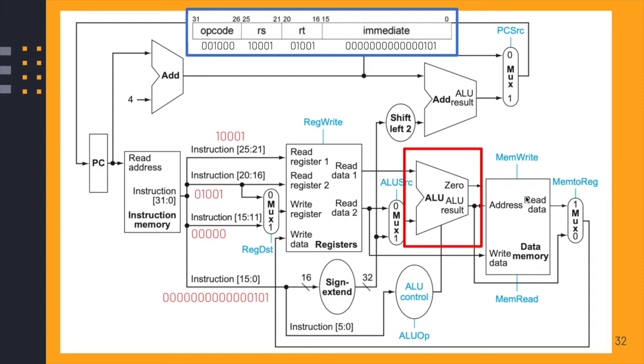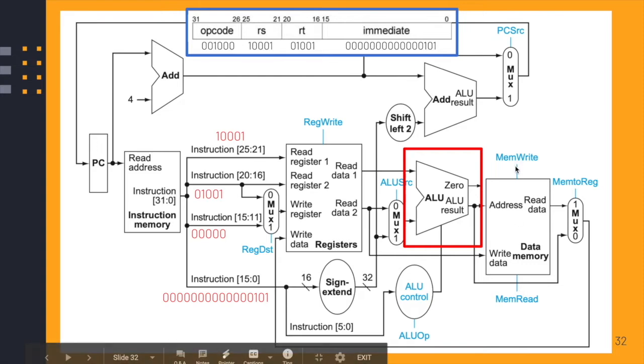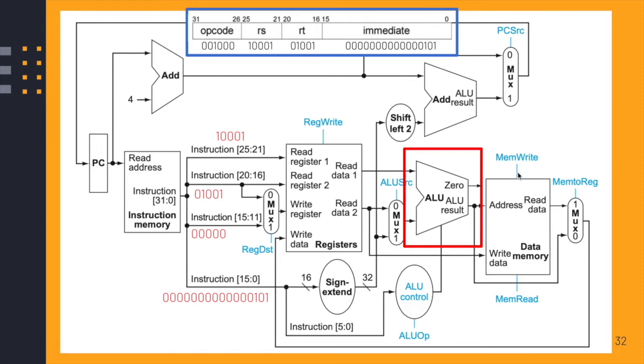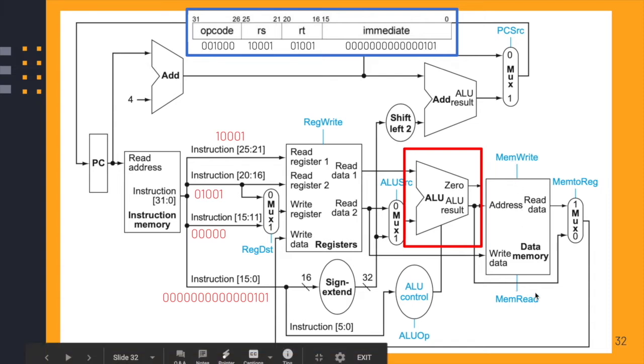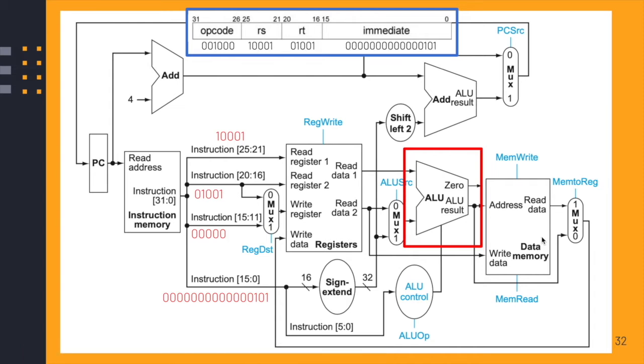The data memory operates only if one of these two flags or two control signals is 1. Memory write, if it is 1, meaning I will write to the data memory. Memory read, if it is 1, meaning I will what? I will read from the data memory. Okay, if both control signals are 0, then I will not access the data memory. I will not perform any new operation. And these two control signals come from the control unit as the rest of all the control signals present in our data path.